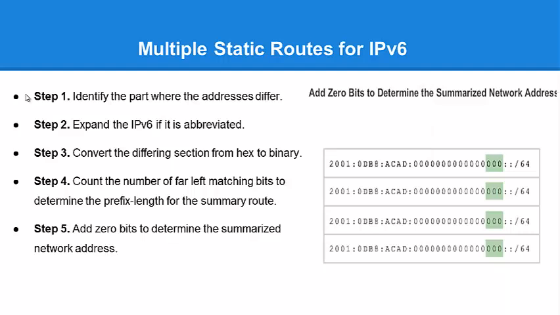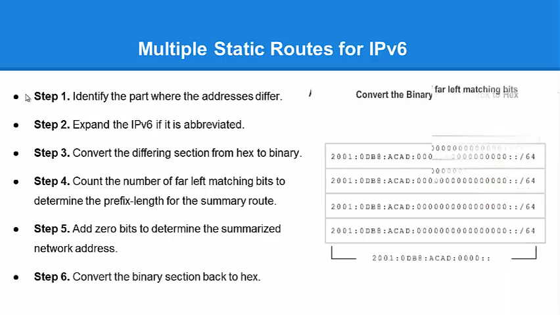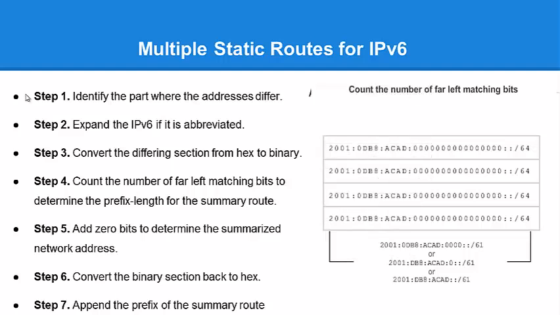Step 5 is to add the 0 bits in order to determine the summarized network address. Step 6 is to convert the binary section back to hexadecimal. And step 7 is to append the prefix of the summary route. The commands in order to accomplish the IPv6 route summarization are displayed in the next picture.